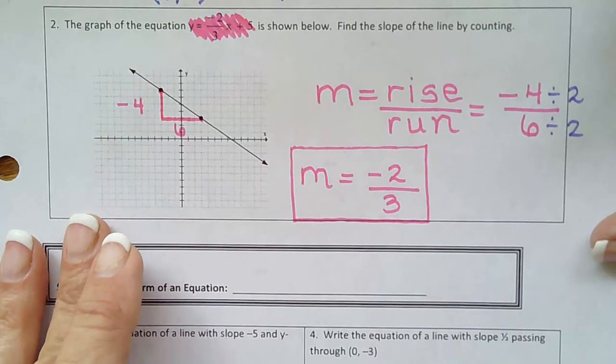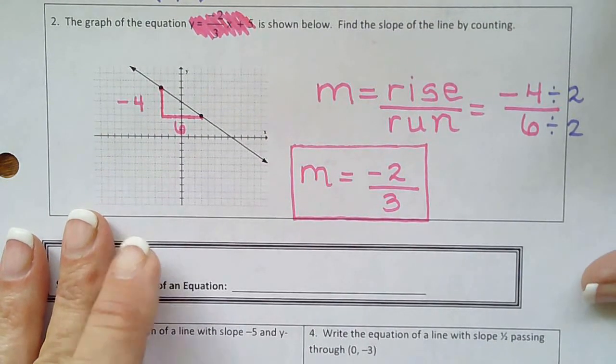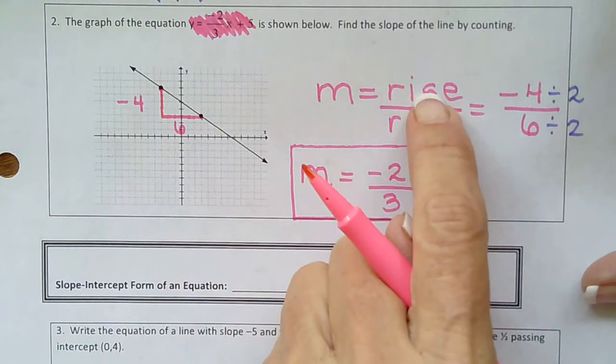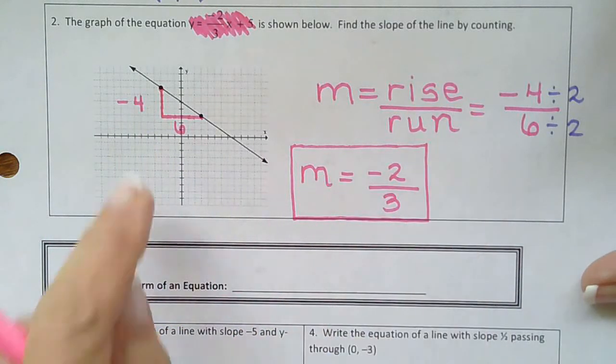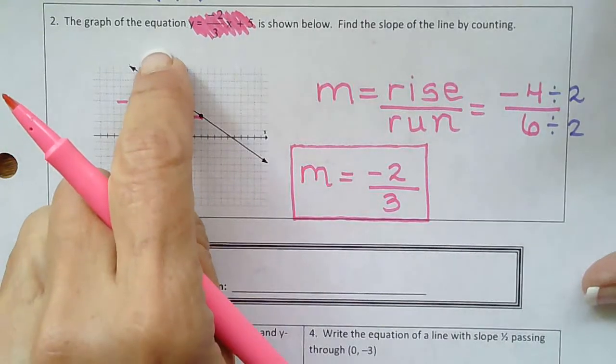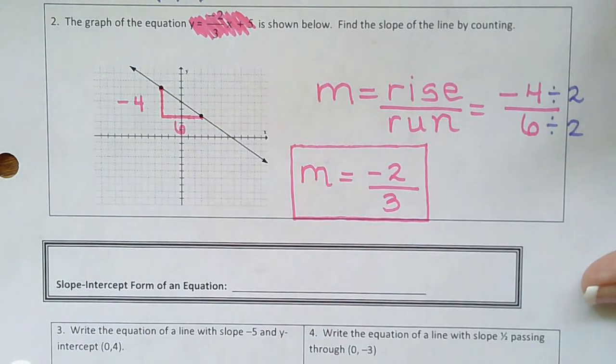So that's a review of finding slope when we're given a graph. Start with the left-hand point, travel to the right-hand point. We do our rise first, our run second. And when our rise is going down, we write negative. If our rise was going up, we'd write a positive.